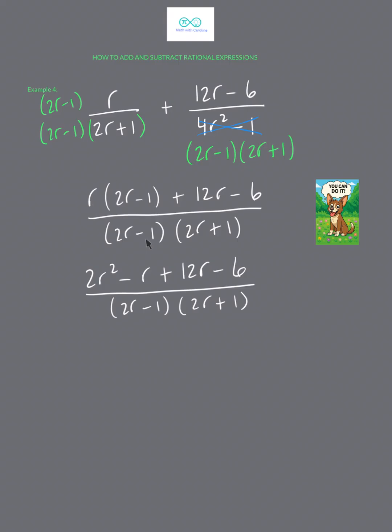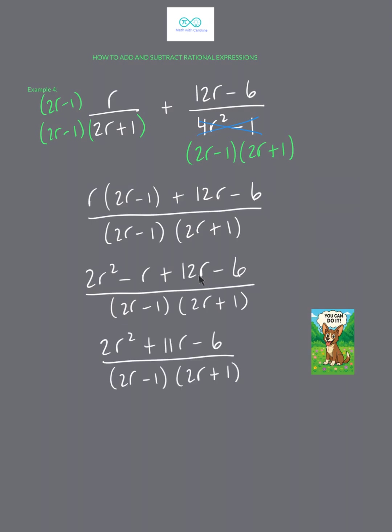Now make sure you leave this denominator in factored form. You do not want to multiply out this denominator. That would just undo the work that you did up here. You want to leave this in factored form to see if you have any common factors at the end. Let's go ahead and combine like terms in the numerator. So we have minus r plus 12r. Go ahead and do that.